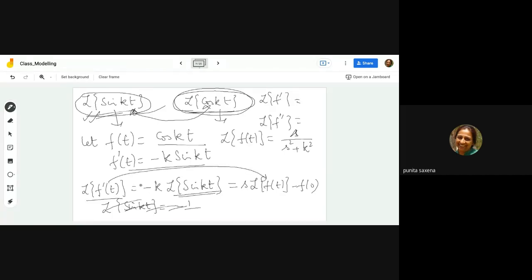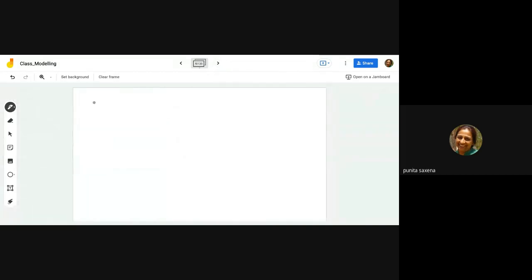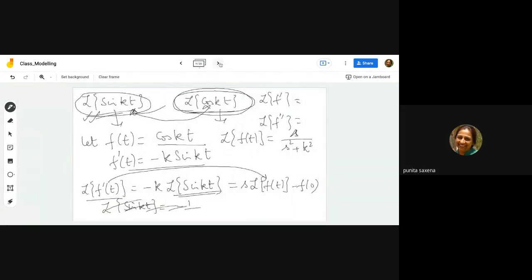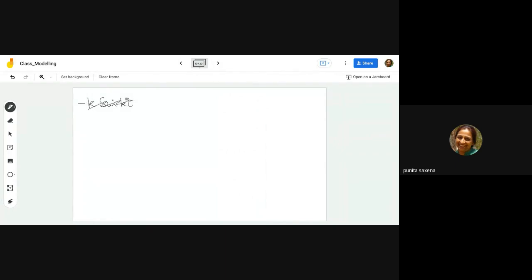I'm writing the formula here. Is this clear? एक मिनट फिर से लिख देती हूँ. Minus k sin kt. Sorry, I'll write it again. Minus k Laplace transform of sin kt is actually equal to Laplace transform of f dash t. यहाँ तक तो कोई प्रॉब्लम नहीं है ना? But what is Laplace transform of f dash, the first derivative? It's s times the Laplace transform of the function minus the value of the function at 0.